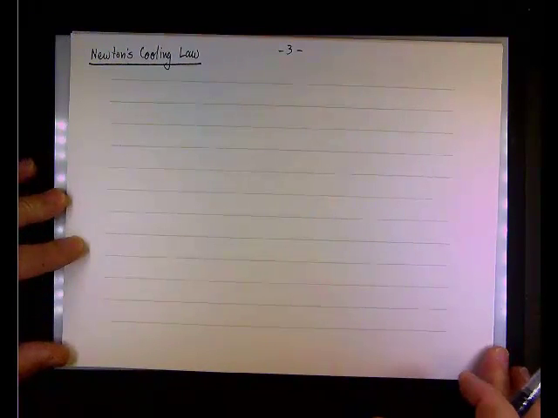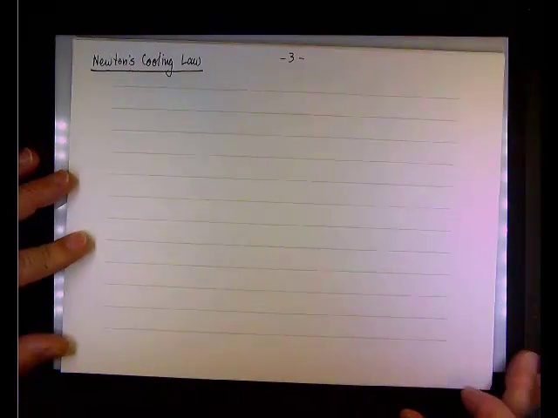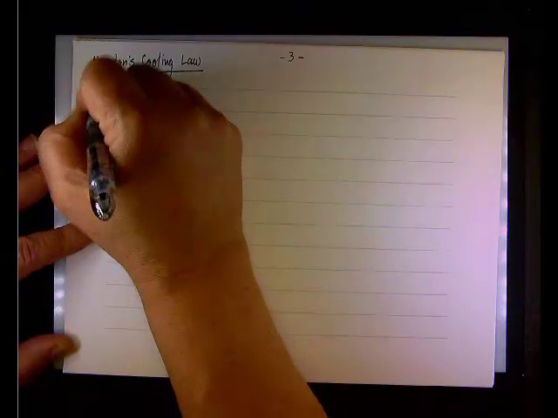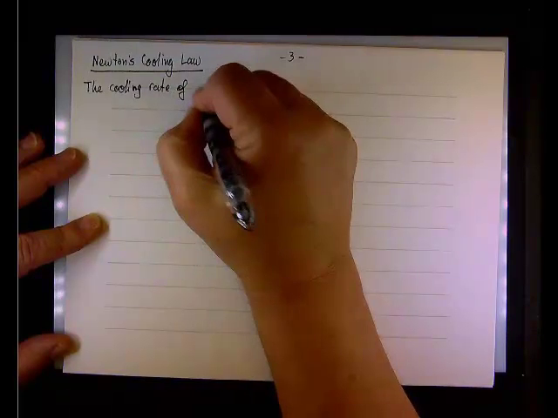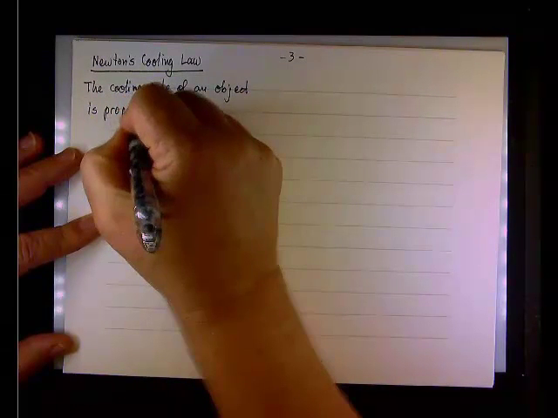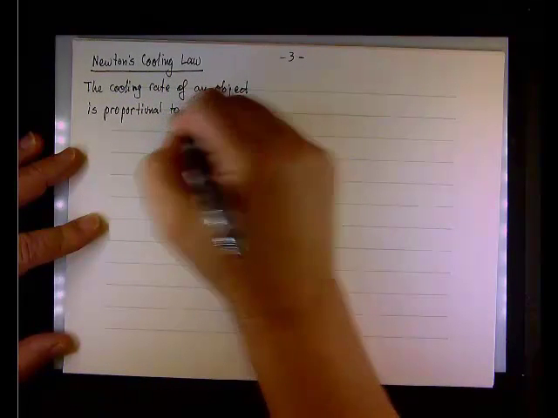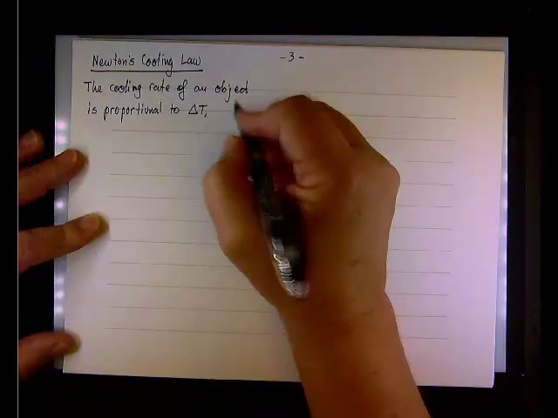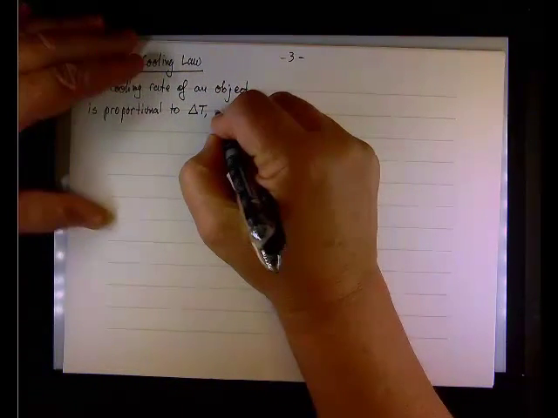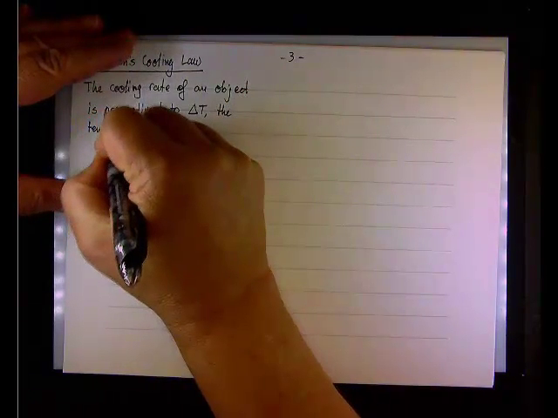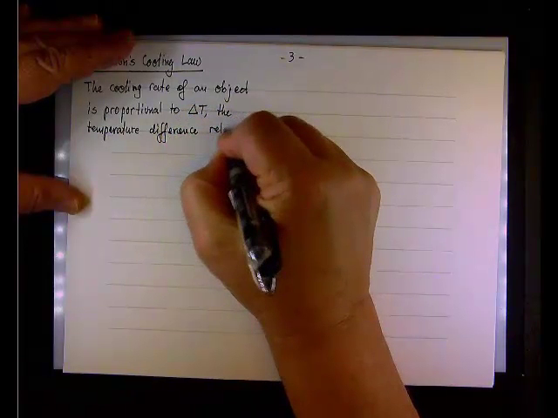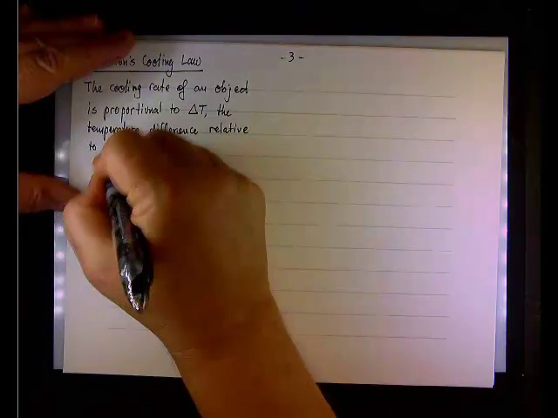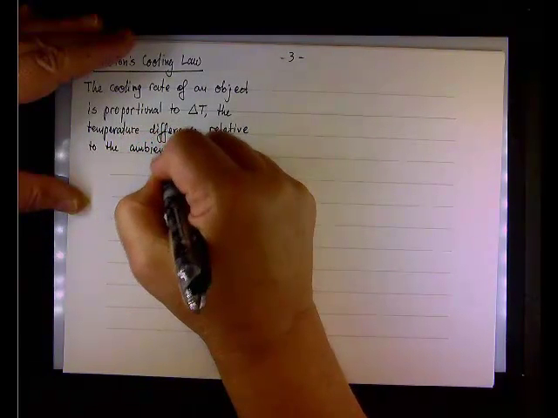Okay? So we are looking at a case where the cooling rate is proportional to the difference in temperature, delta T. So, the case where the cooling rate of a cooling object, in this case the cake, is proportional to delta T, which is the temperature difference relative to the ambient temperature. By that I mean the temperature of the room.